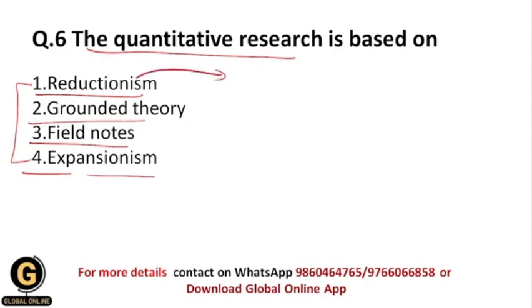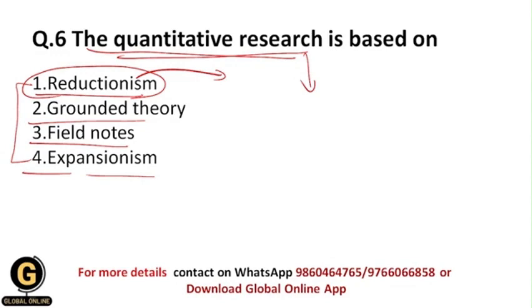Basically, reductionism is a philosophical approach that seeks to explain complex phenomena by reducing them to their smaller, more fundamental parts. It involves breaking down a complex system or concept into its constituent elements or components, with the belief that understanding these smaller parts will allow for greater understanding of the whole. Okay, so reductionism means that we are going to break down the complex parts into simple parts so that we can easily study them. So in quantitative research basically we do the same.